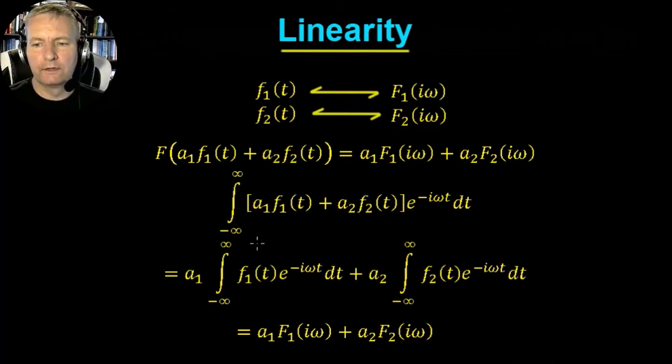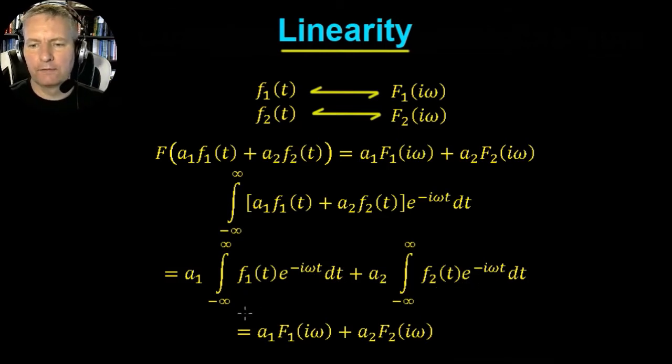So here's a little proof of it. If we were to look at the Fourier transform of a1 f1 of t plus a2 f2 of t, which is this here, we take the integral from minus infinity to infinity of the function times e to the minus i omega t dt. Then we can split this into two. We can take our constant outside the integration, the brackets. So we would have a1 times the integral from minus infinity to infinity of f1 of t e to the minus i omega t dt, and the same again for a2 with f2 of t.